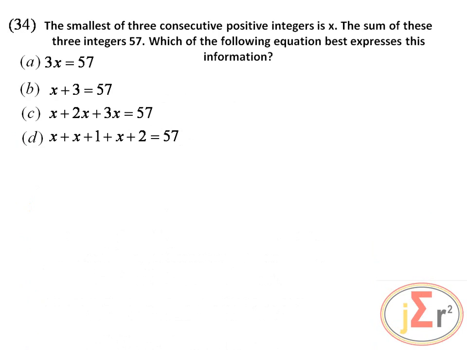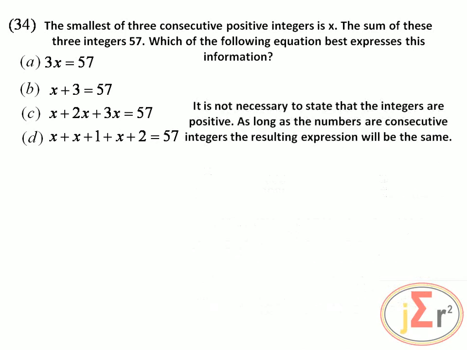Again, the smallest of three consecutive prime integers is x. The sum of these three integers is 57. Which of the following equation best expresses this information? So the smallest of three consecutive positive integers is x. The sum of these three integers is 57. Which of the following equation best expresses this information?